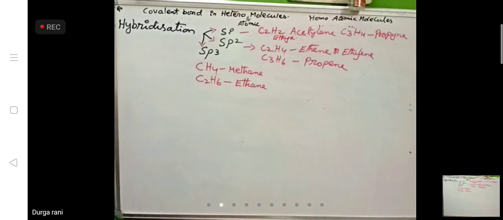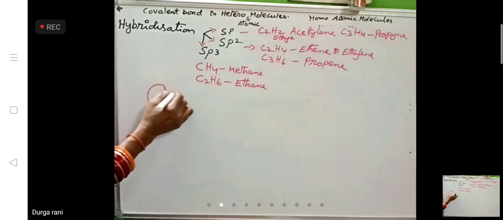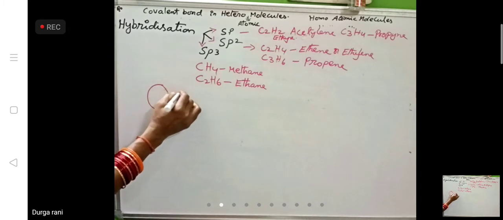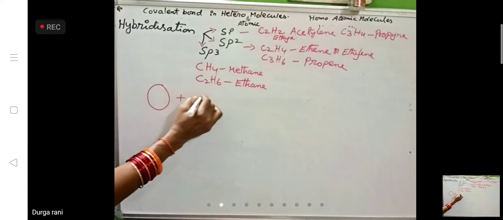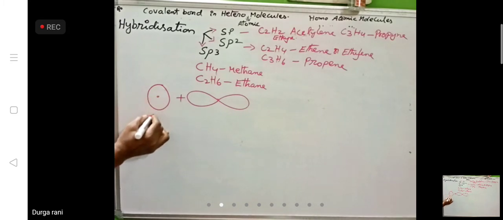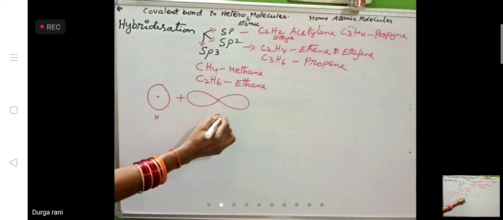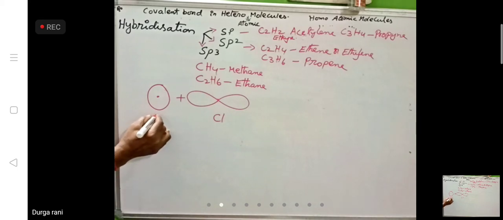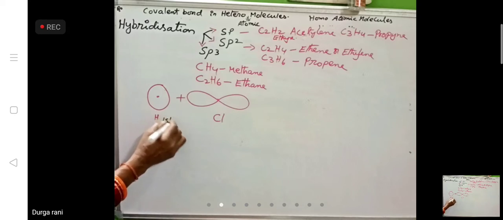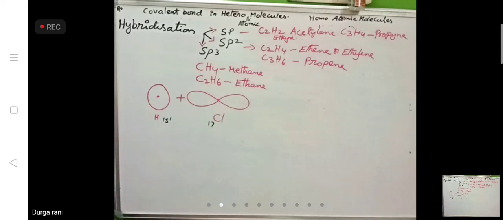Next, when hybridization takes place, see here, when s and p orbitals come close, this is the hydrogen, this is the chlorine atom. Now tell me, what is the electronic configuration of this hydrogen? 1s1. For chlorine, what is the electronic configuration?